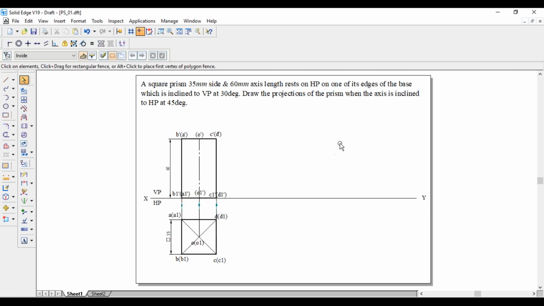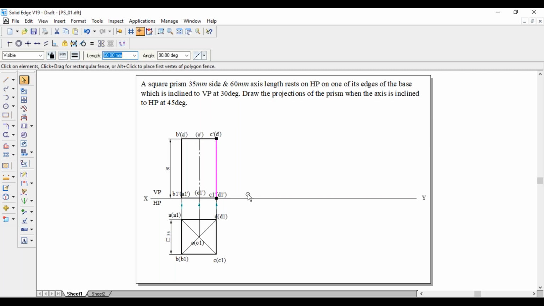For the second position, he has given that the axis is inclined to HP at 45 degrees. Means it has to make an inclination of 45 degrees with respect to the XY line above that one. As these two edges, this line and this line, are parallel to this one, if this is making an angle of 45 degrees, this line is also making the same angle. So we are going with this one.